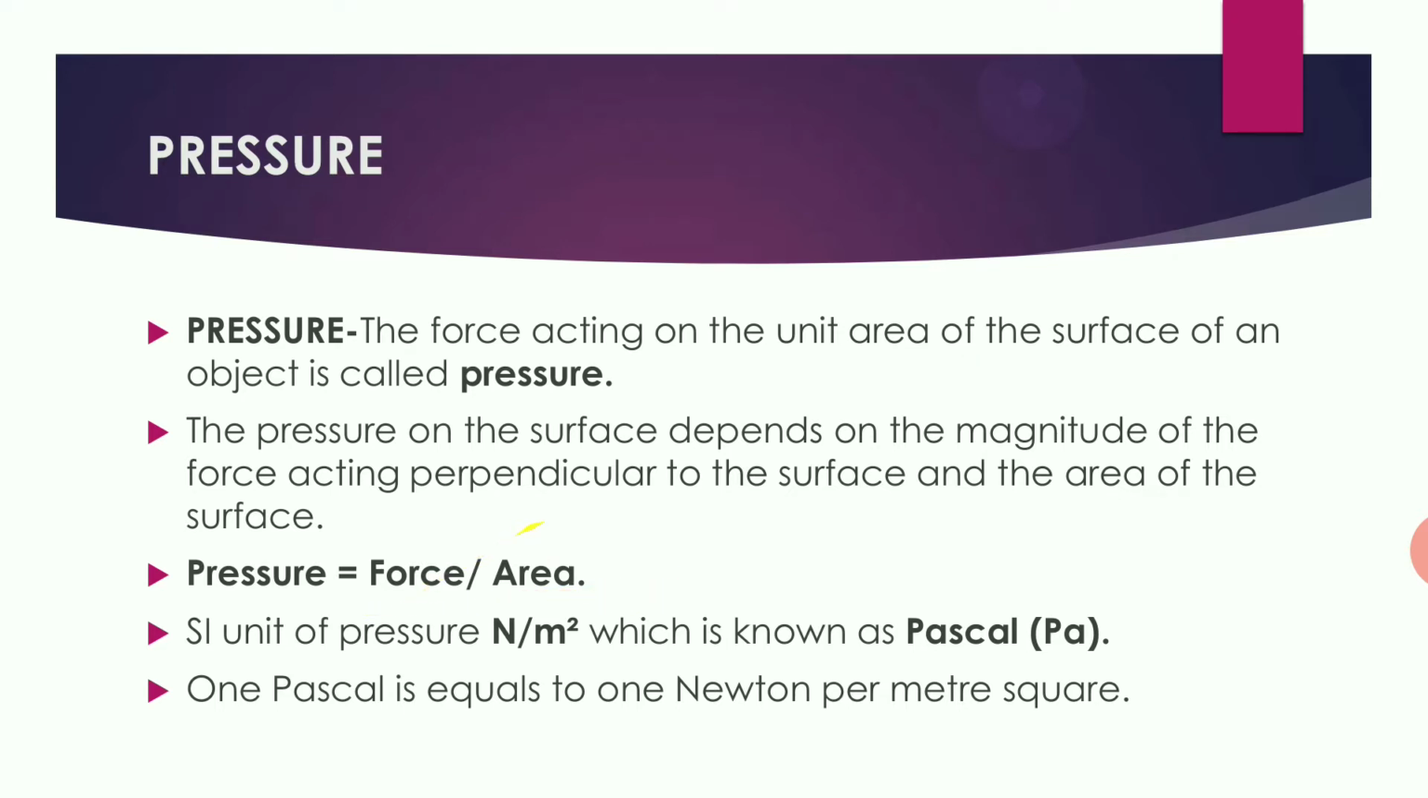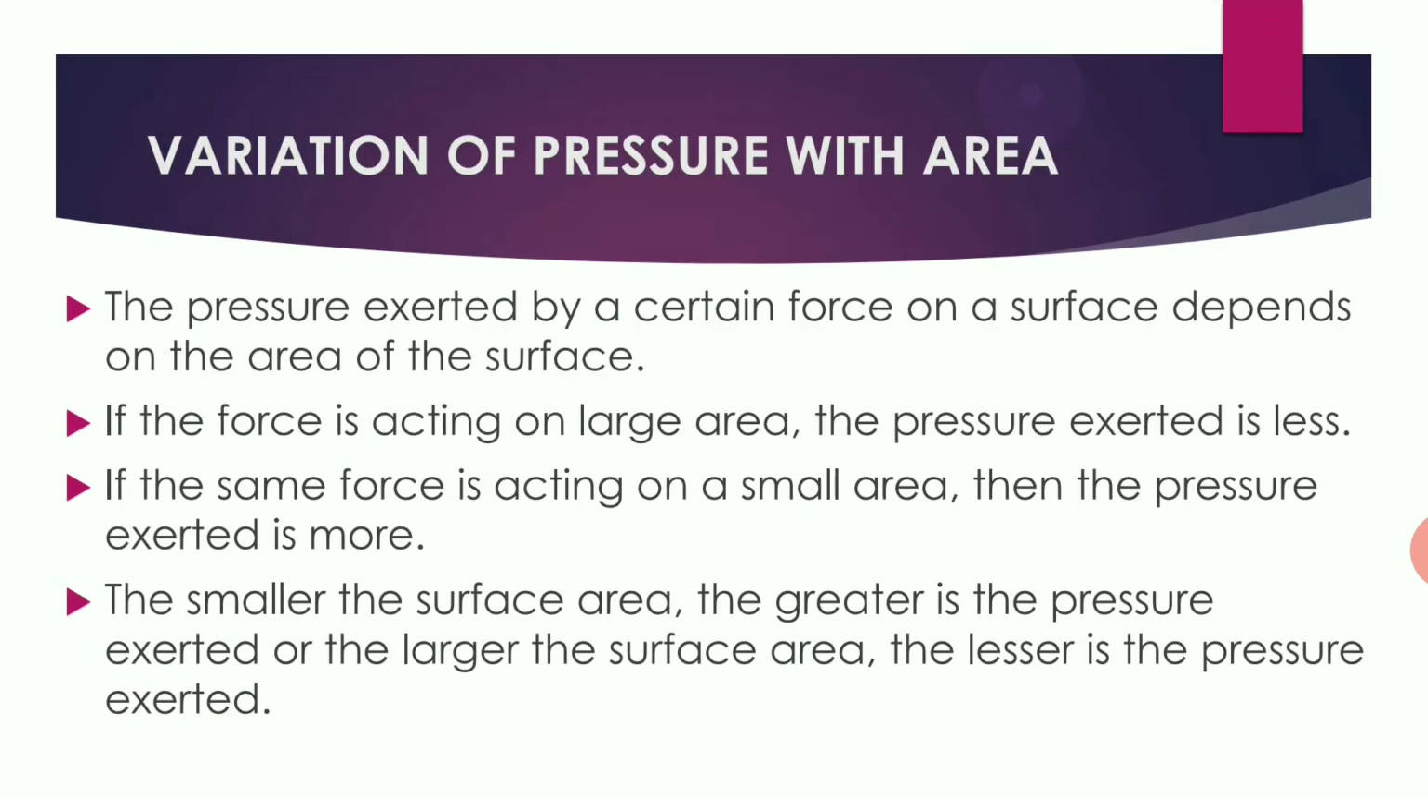Force is measured in Newton, area is measured in meter square. So the SI unit of pressure is Newton per meter square, which is also known as Pascal. It is written as Pa. 1 Pascal is equal to 1 Newton per meter square. So what is 1 Pascal? 1 Pascal is 1 Newton per meter square.